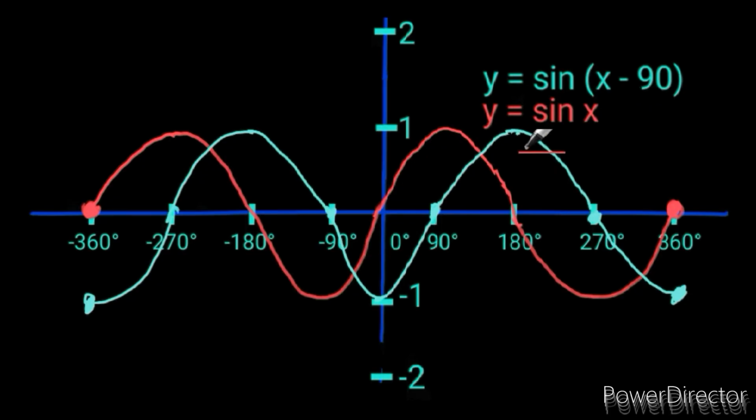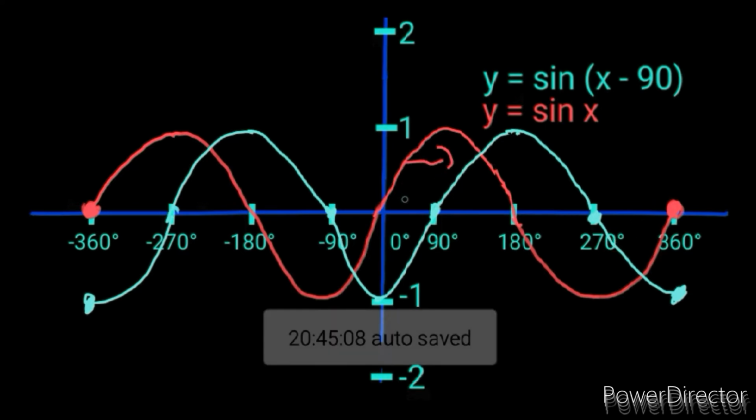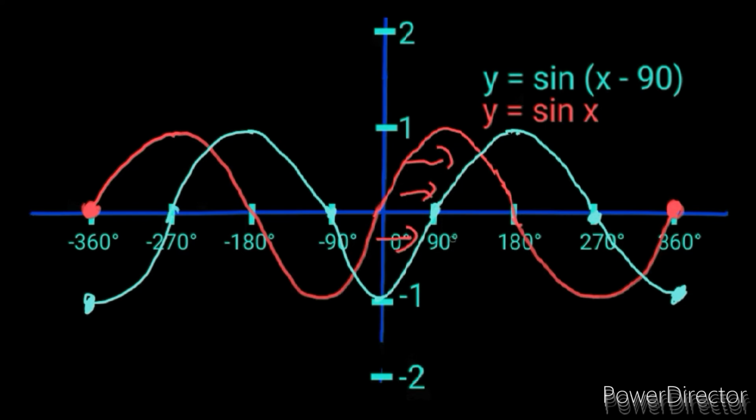The green graph. Notice the green graph looks exactly the same as the red graph. It's just that the green graph is 90 degrees ahead of the red graph. Notice in the red graph the highest point was at 90. In the green graph the highest point is at 180. So it is just 90 degrees ahead of the red graph.